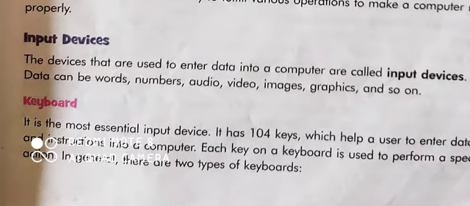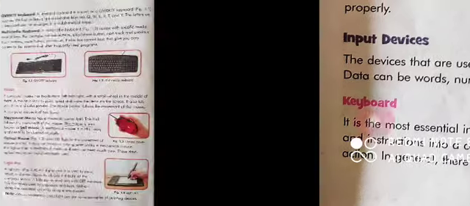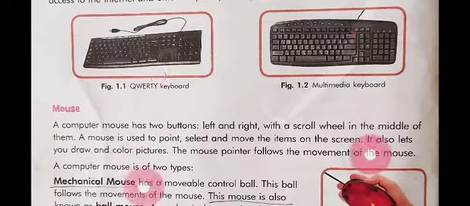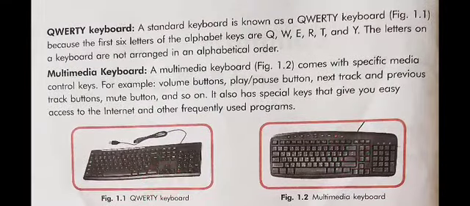See here, next is keyboard. Keyboard is the most essential input device. It has 104 keys. Next is the QWERTY keyboard. In keyboards, generally, we have two types: first is the QWERTY keyboard and second is the multimedia keyboard.